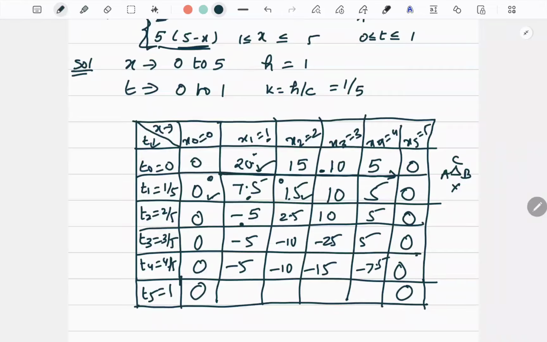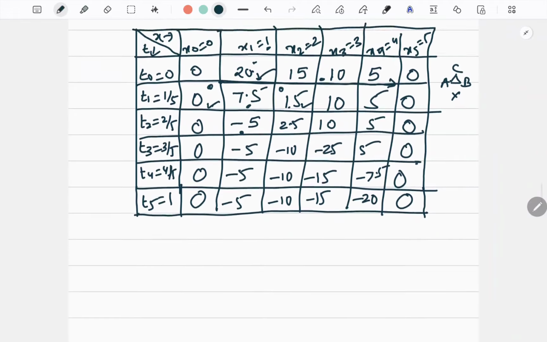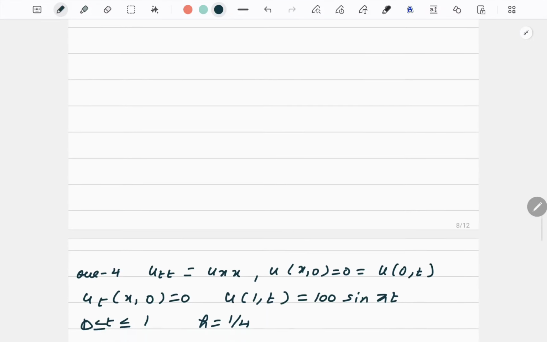Otherwise, how will you learn? Minus 5, minus 10, minus 15, minus 20. Done? And then I have told you how to write down the key, what the solution is and how it is coming. So follow the same thing which you followed in question number 1 and 2. Okay. Now let's move to the next question.